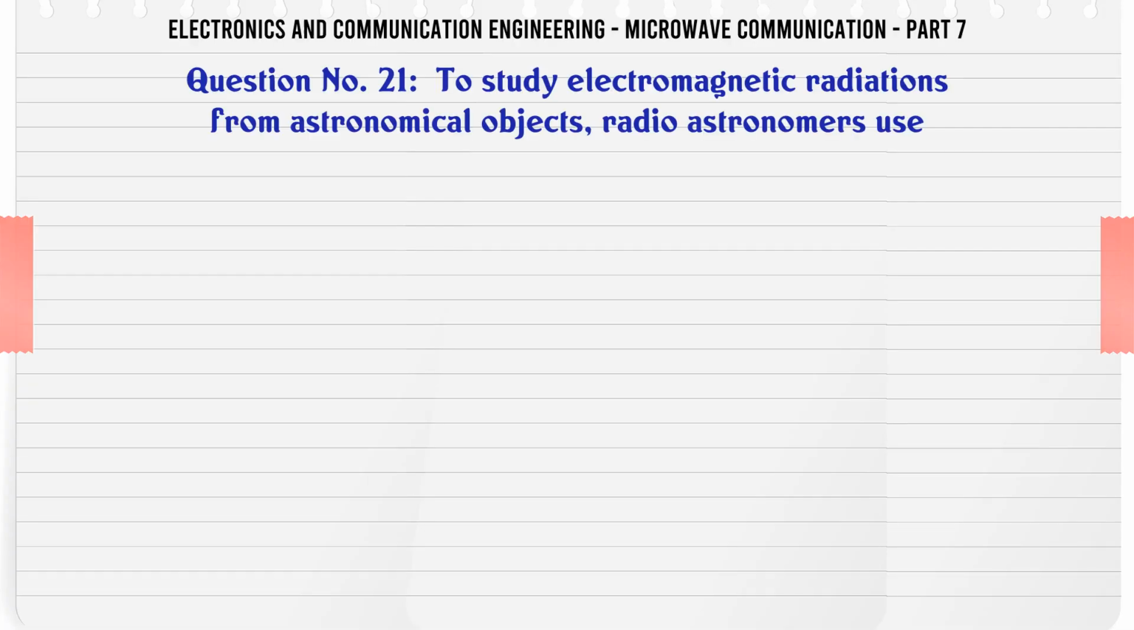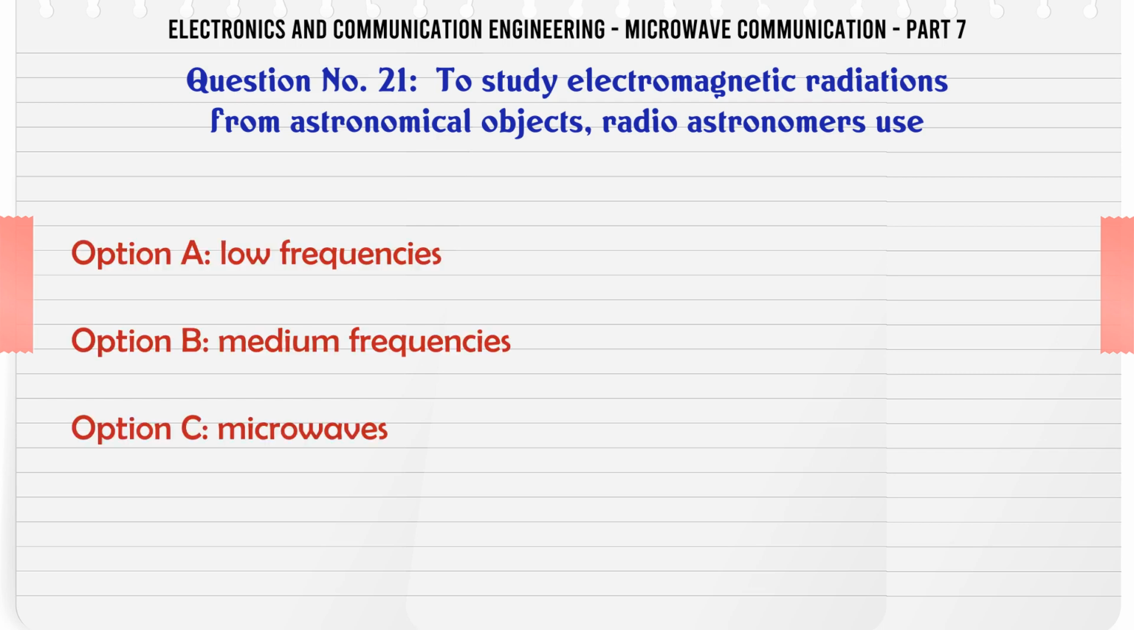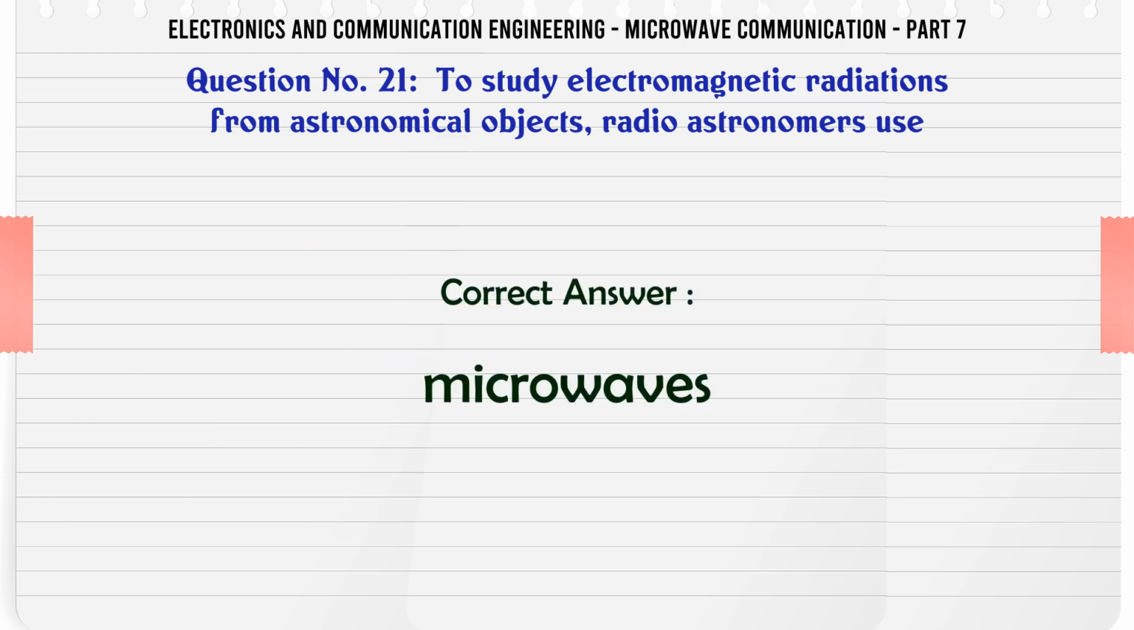To study electromagnetic radiations from astronomical objects radio astronomers use A. low frequencies, B. medium frequencies, C. microwaves, D. either A or B. The correct answer is microwaves.